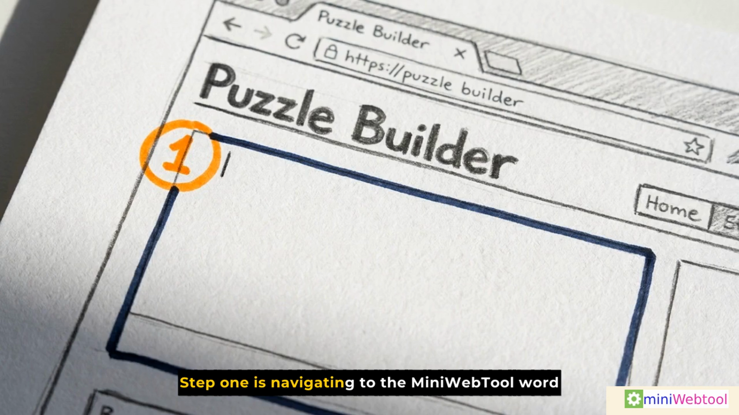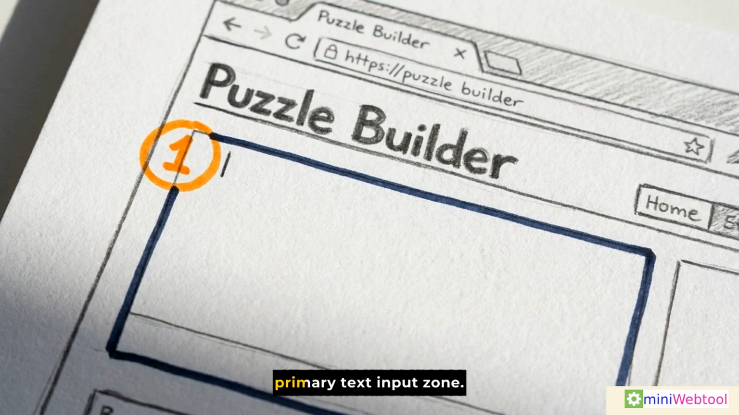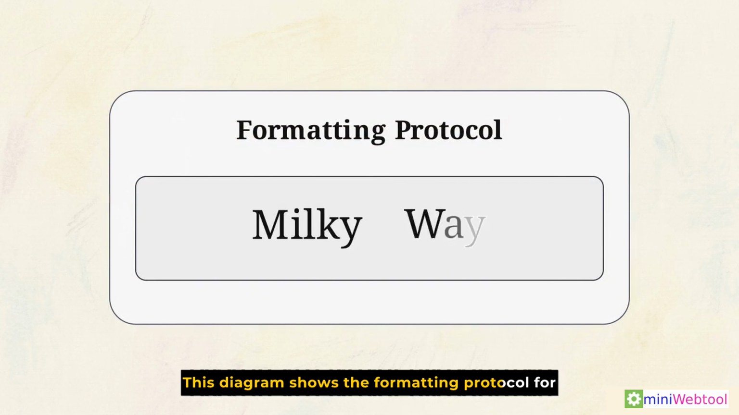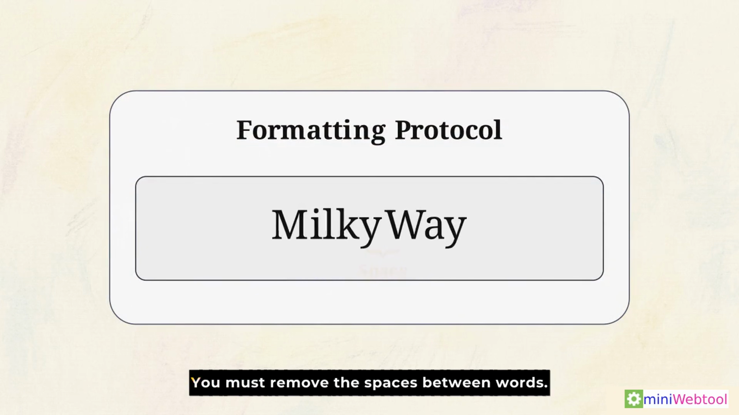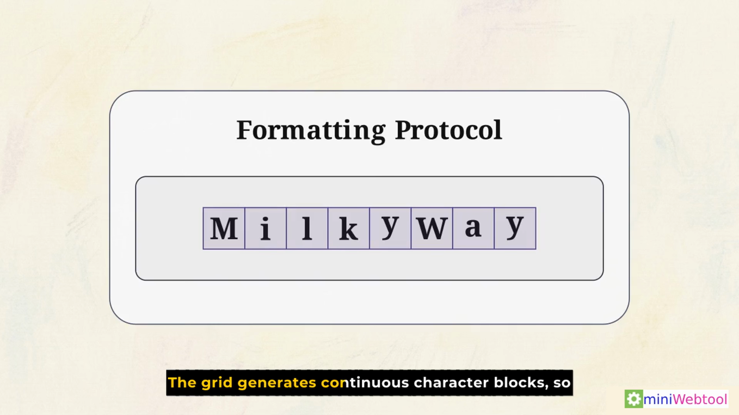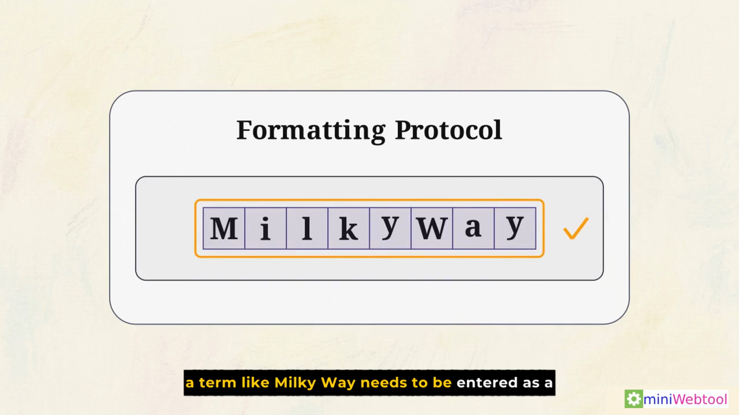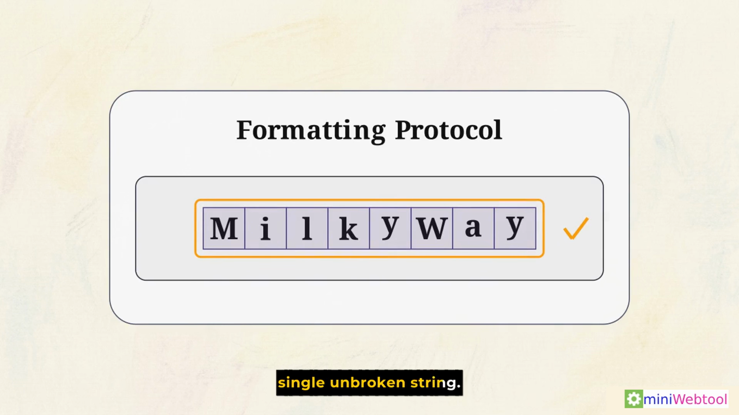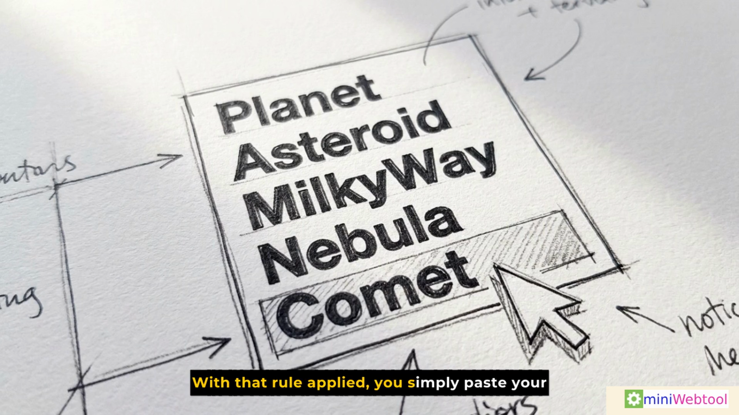Step 1 is navigating to the MiniWebTool word search generator interface and locating the primary text input zone. This diagram shows the formatting protocol for compound terms. You must remove the spaces between words. The grid generates continuous character blocks, so a term like Milky Way needs to be entered as a single unbroken string. With that rule applied, you simply paste your curated space-themed dataset into the text box.